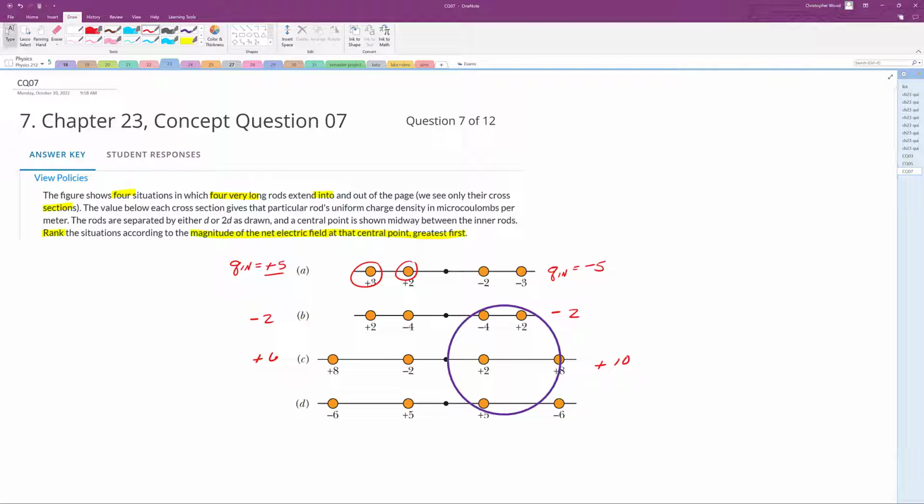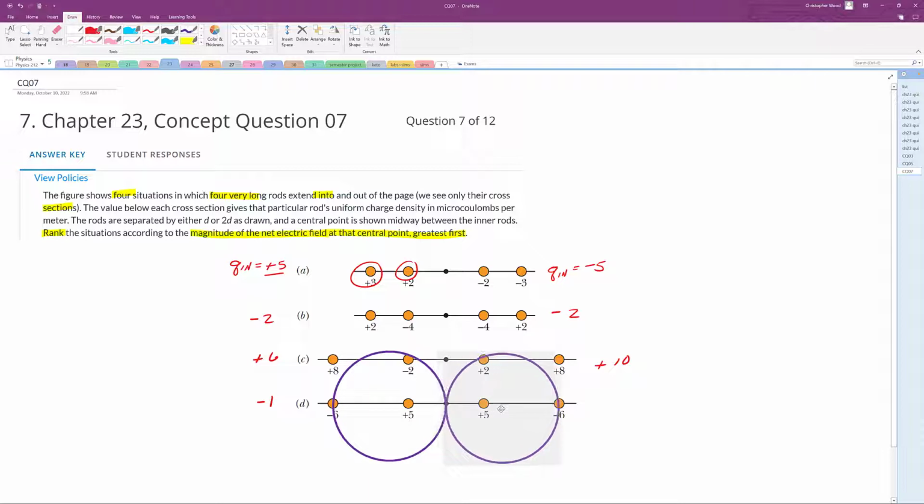Last but not least, I'll do the same thing one more time with my bottom situation, which is situation D. The total amount of enclosed charge here is minus 6 plus 5, or minus 1. And on the right side, you can see that it's plus 5 minus 6, or also minus 1.